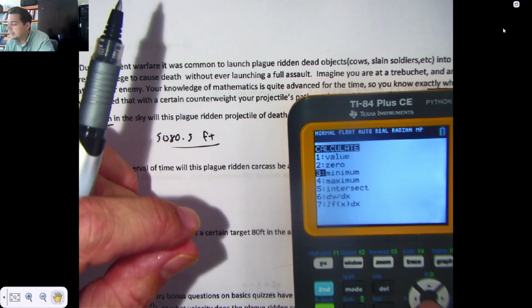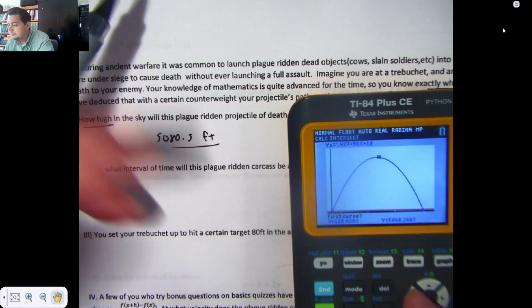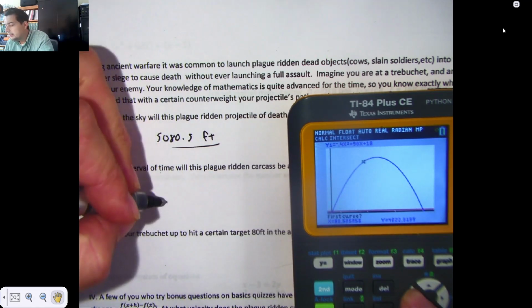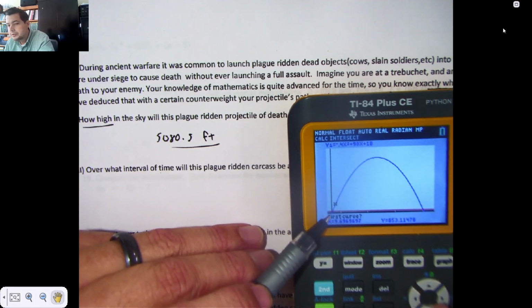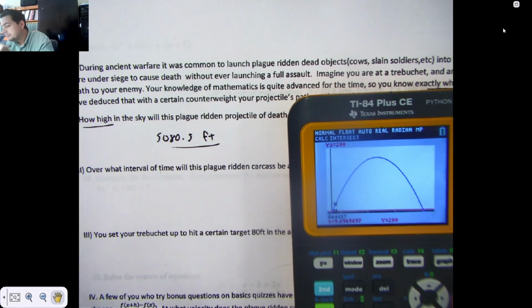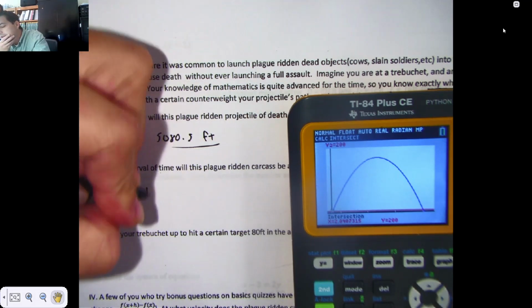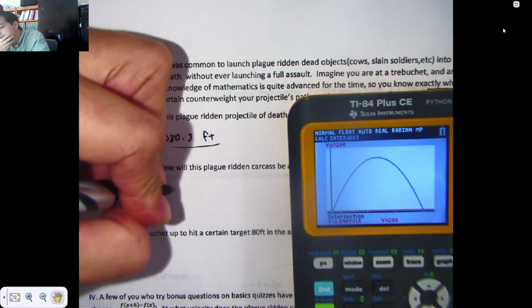Second trace 5 for intersect. And I'm going to get this left time first, so I get my cursor close, and once my cursor's close, I press enter 3 times. And the first time is about 2.04 seconds.